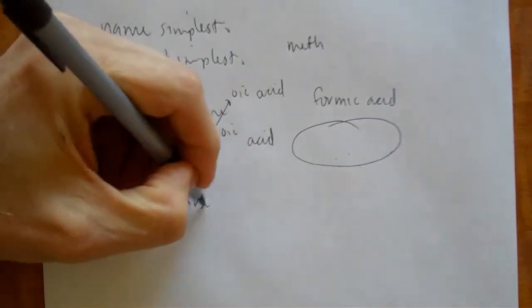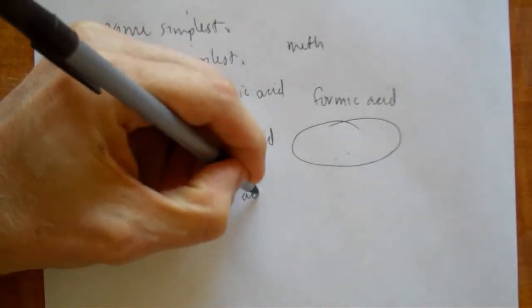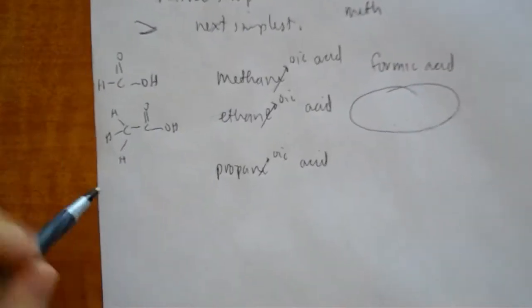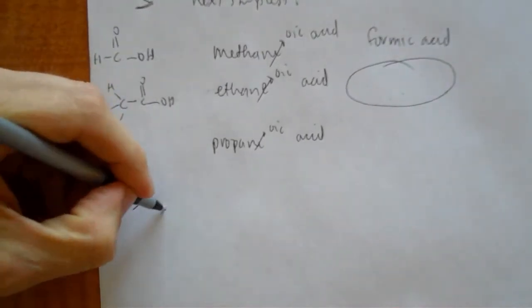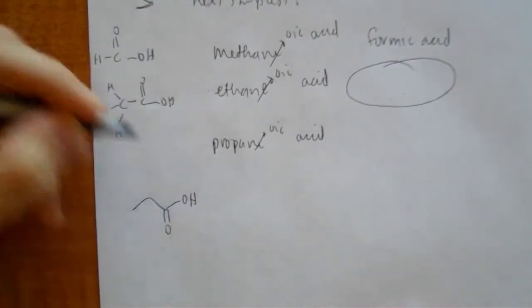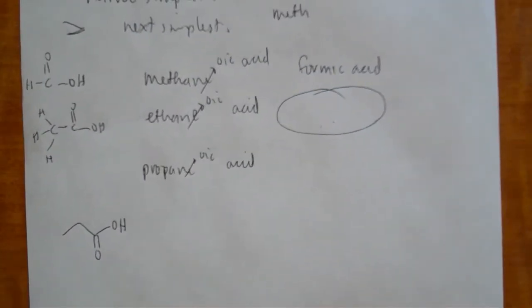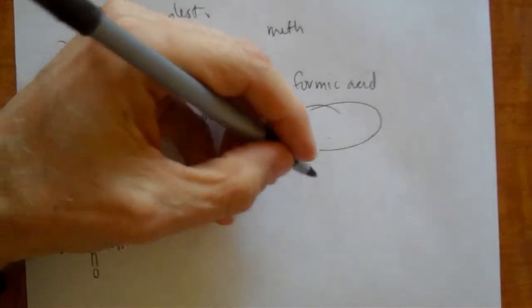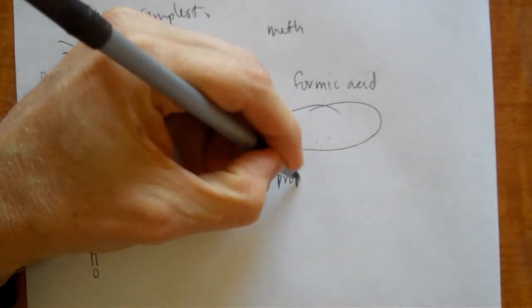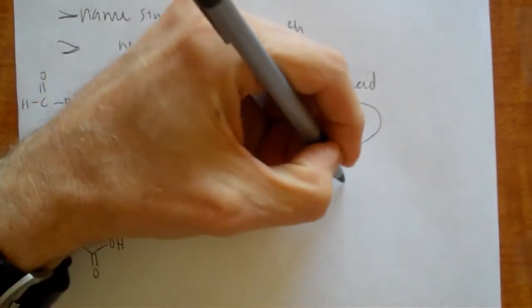Propane. Oic acid. Now I'm going to quit drawing the full Lewis structure for that. I'm just going to draw three carbons, right? 1, 2, 3. Propanoic acid. And the common name for that the textbook gives you is propionic acid.